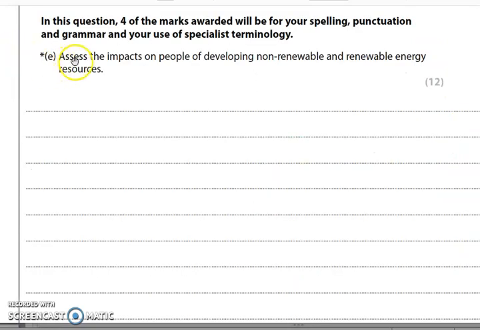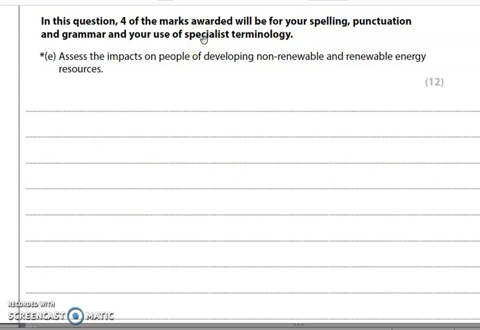As we return to the question then, so assess. So the important ones, how are they important locally, globally, short term, long term? What are the impacts on people of developing both non-renewable and renewable energy types? So again, remember it's an 8-marker. You need an introduction, 2 or 3 main paragraphs and a short conclusion just to answer the question directly on there. And it's also important to remember your spelling, punctuation and use of specialist geographical terminology.